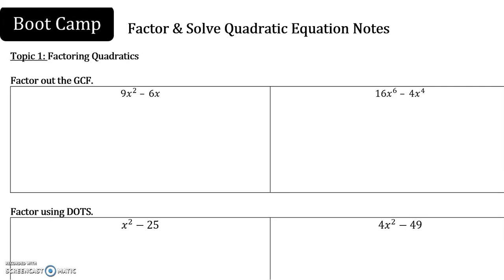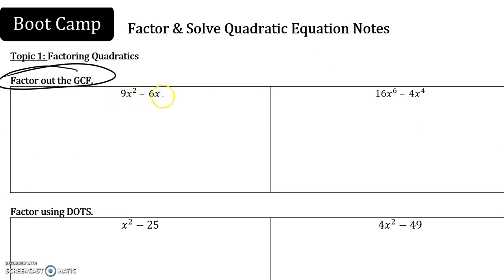All right, class, now we're talking about factoring and solving quadratic equations. There are several different things that you can factor. One is factoring out a GCF, or greatest common factor. Here you're just looking for the biggest number that every term in the polynomial is divisible by.